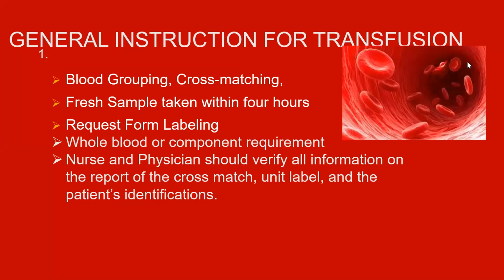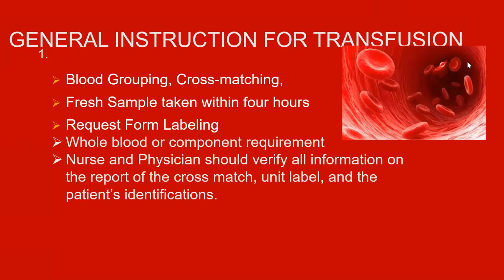So the next slide is general instructions for transfusion. When sending the blood sample of the recipient to the blood bank, it should be clearly labeled for blood grouping and cross-matching, with IP number, BMT number, ward number, identification, etc. And the blood sample should be taken within 4 hours for blood grouping and cross-matching.